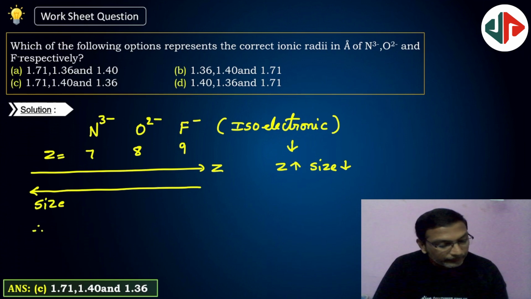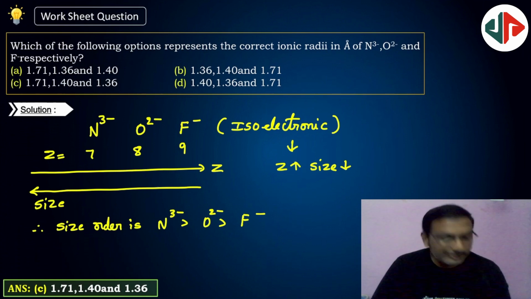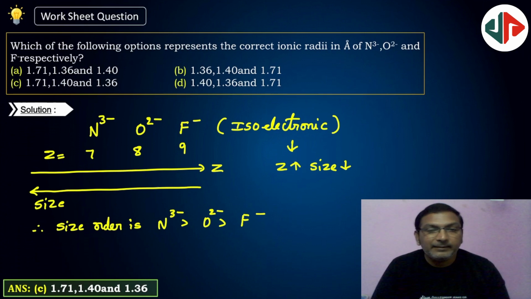Therefore, size order: N3 minus, O2 minus, F minus. The N3 minus will be having more size. Therefore, check options. First, large value should be there, 1.71. Next, intermediate value, 1.4. At the end, 1.36, least value should be. Therefore, option C.